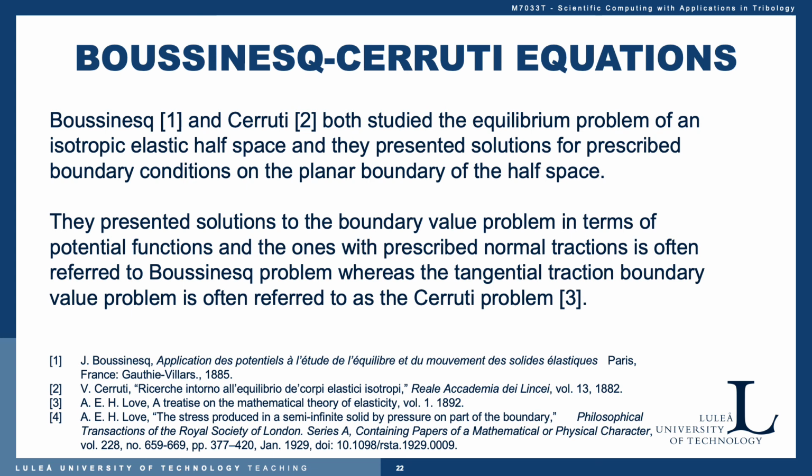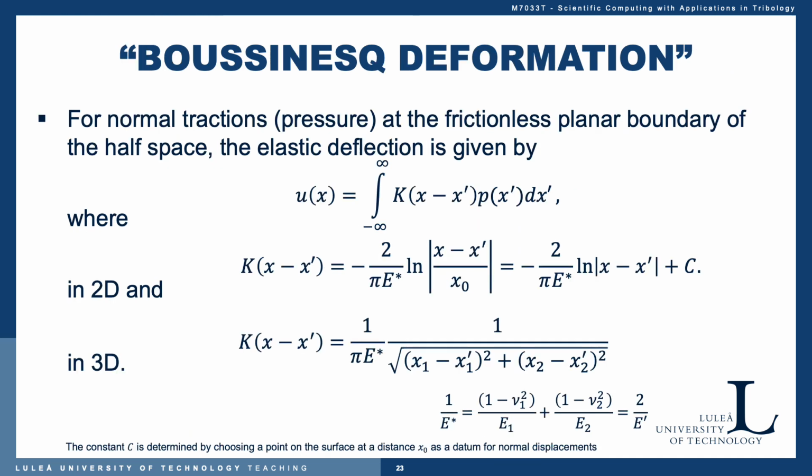Later on, Love also was researching into this, and he summarized and, well, probably reinvented a lot of Boussinesq and Cerruti's works, and I've given you 2 references of Love's papers here. So the expressions for the deformation that we have until now seen, they are the Boussinesq type, as they are produced by normal tractions acting on the frictionless planar boundary of the half spaces.